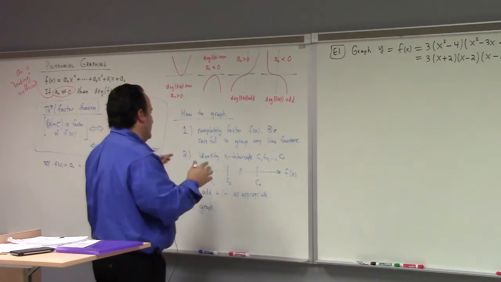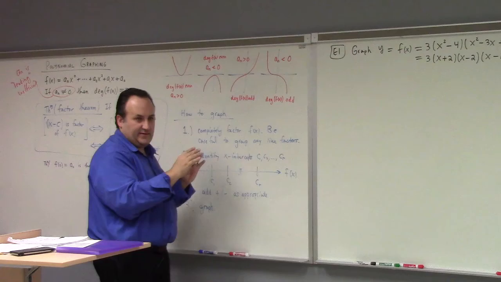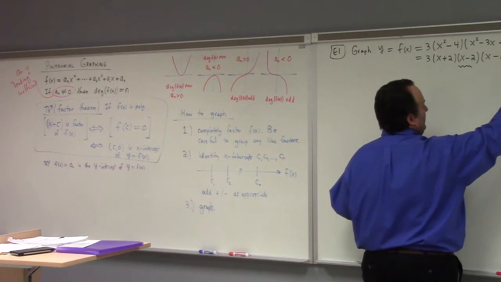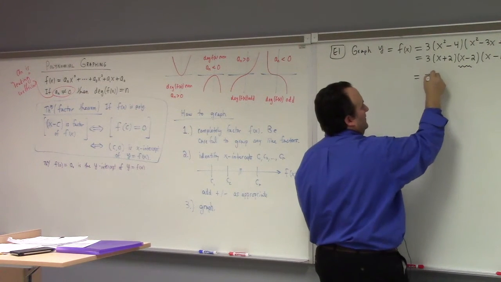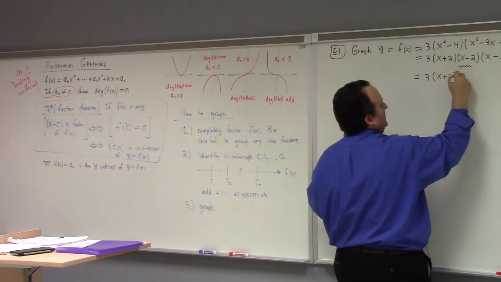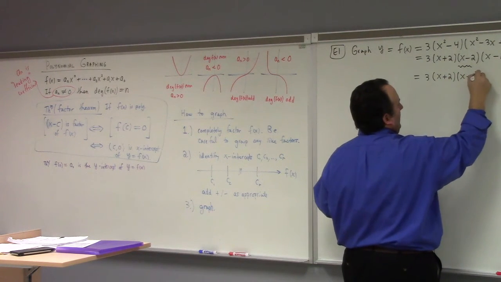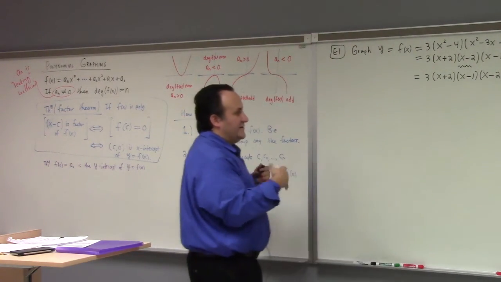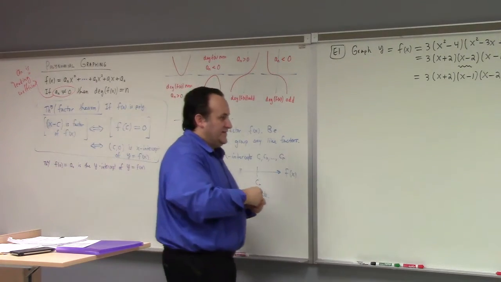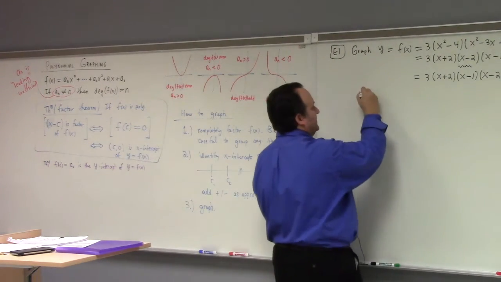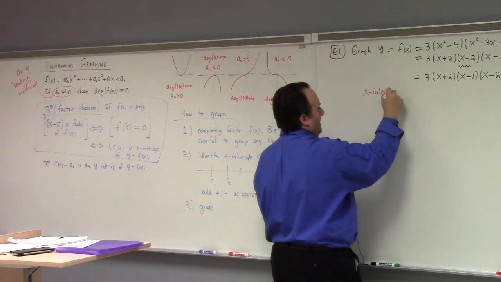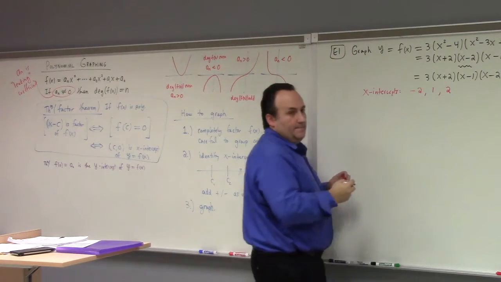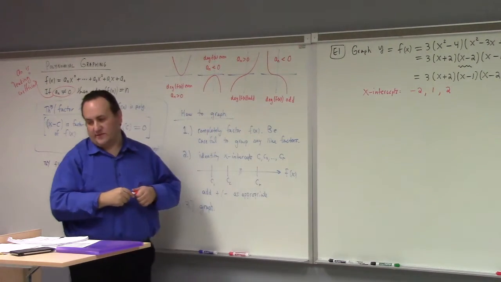Now we need to take advice in number 1 carefully. Group any like factors. So what goes together here? See that? This guy and this guy, they belong together. So what we have here is 3 times x plus 2. I'll put the x minus 1 next, and I'll put the x minus 2 last. The reason I'm doing that is because I want to identify the x-intercepts in order. So what are my x-intercepts? Minus 2, 1, and 2.